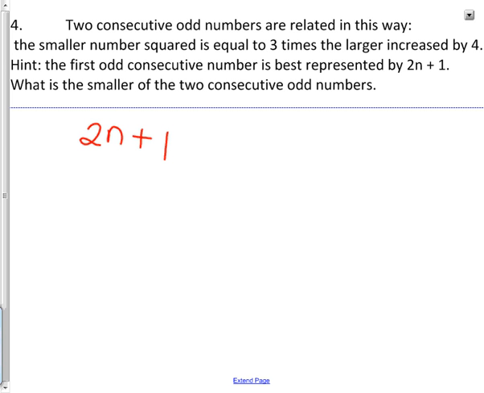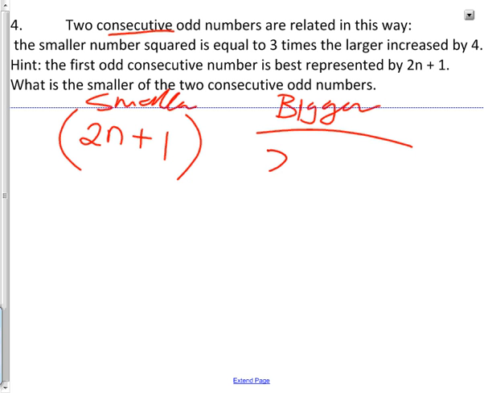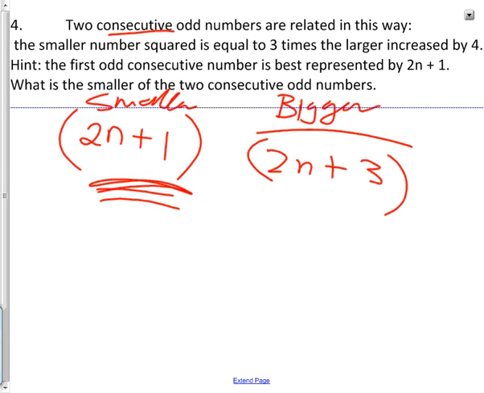And then you add 1, and that guarantees it's an odd number. You get that? So there's my first odd number. What would my next consecutive odd number be? Yeah, smaller was this one. Bigger is 2n plus not 2, but 3, because it goes up 2 from this one. You get that? So wherever they say smaller, you use this. Wherever it says bigger, you use that. Okay? See if you can handle it from there.